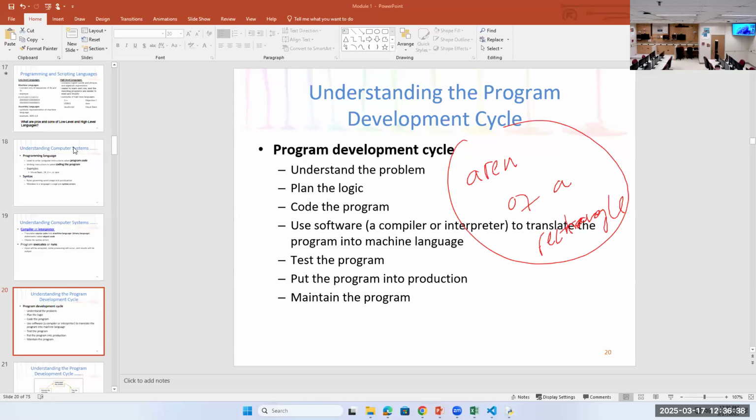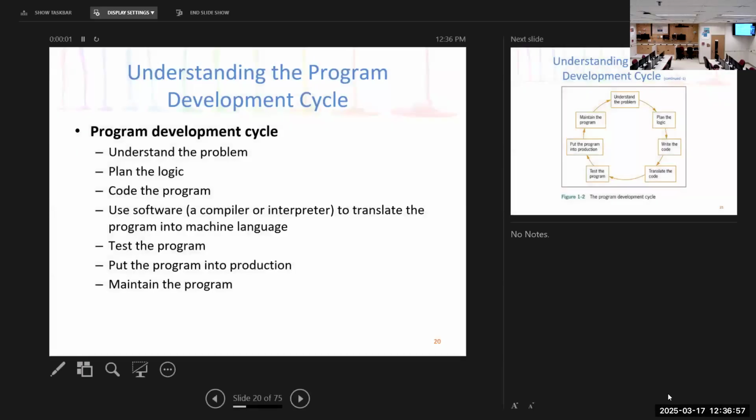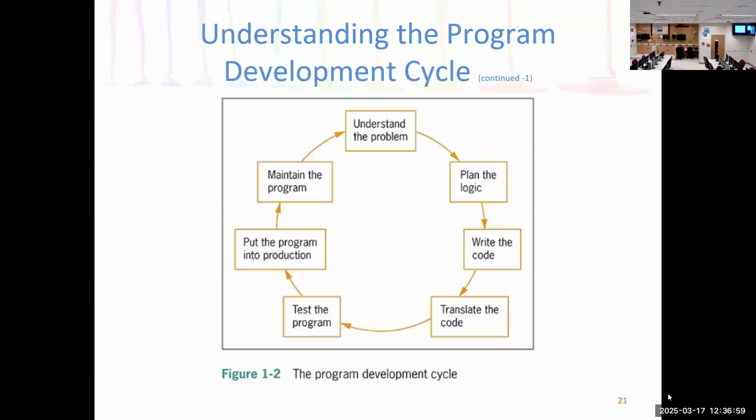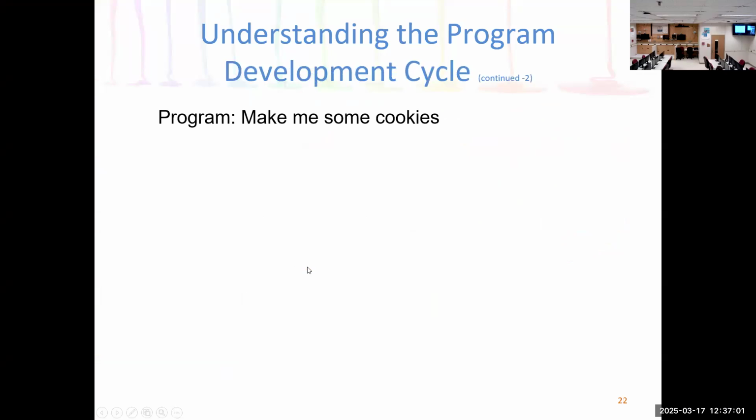So for every program, if you want to do a specific program, the first step is very important: understand the problem. What are you supposed to do here, right? Now, think about this program. I'm asking you to do this process: make me some cookies. Now tell me, what are you supposed to do to make me some cookies?